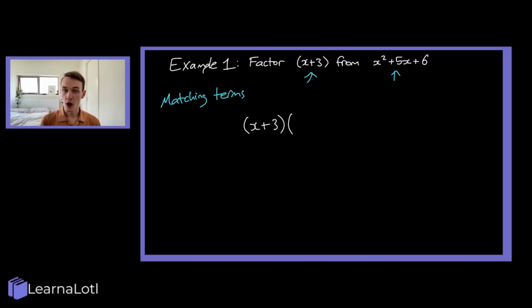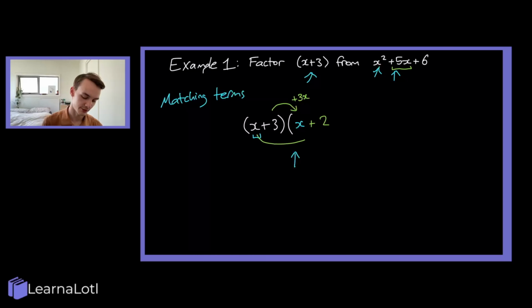So here, what I want is an x squared, and the only way I can get an x squared from this is if I multiply x by x. So x times x will give me x squared. But by introducing this x in the next bracket, I've also introduced plus 3x. And I don't want plus 3x, what I want is plus 5x. So in order to get that other plus 2x that I'm currently still missing, I'm going to add a 2, which then when multiplied with this x will give me plus 2x.